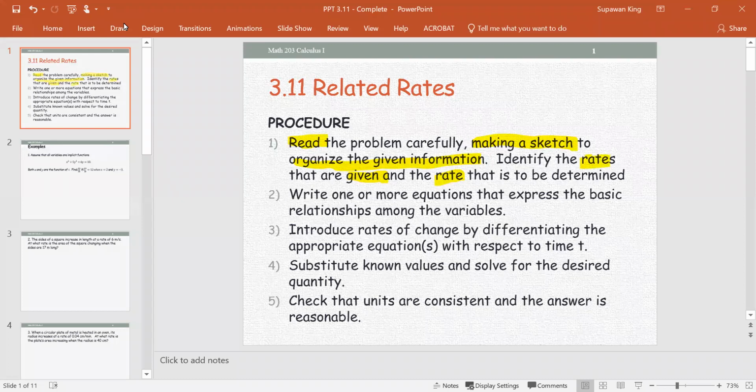Step 2. Write one or more equations that express the basic relationships among the variables. Step 3. Introduce rates of change by differentiating the appropriate equations from Step 2 with respect to time t. Step 4. Substitute known values and solve for the desired quantity. Step 5. Check that the units are consistent and the answer is reasonable.